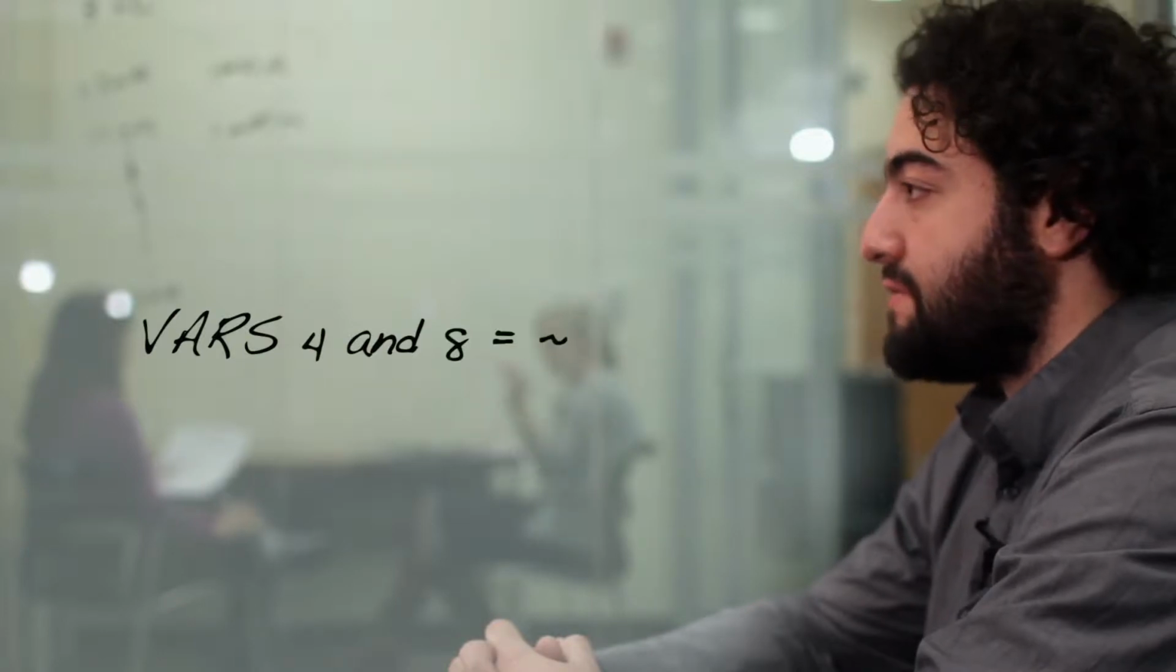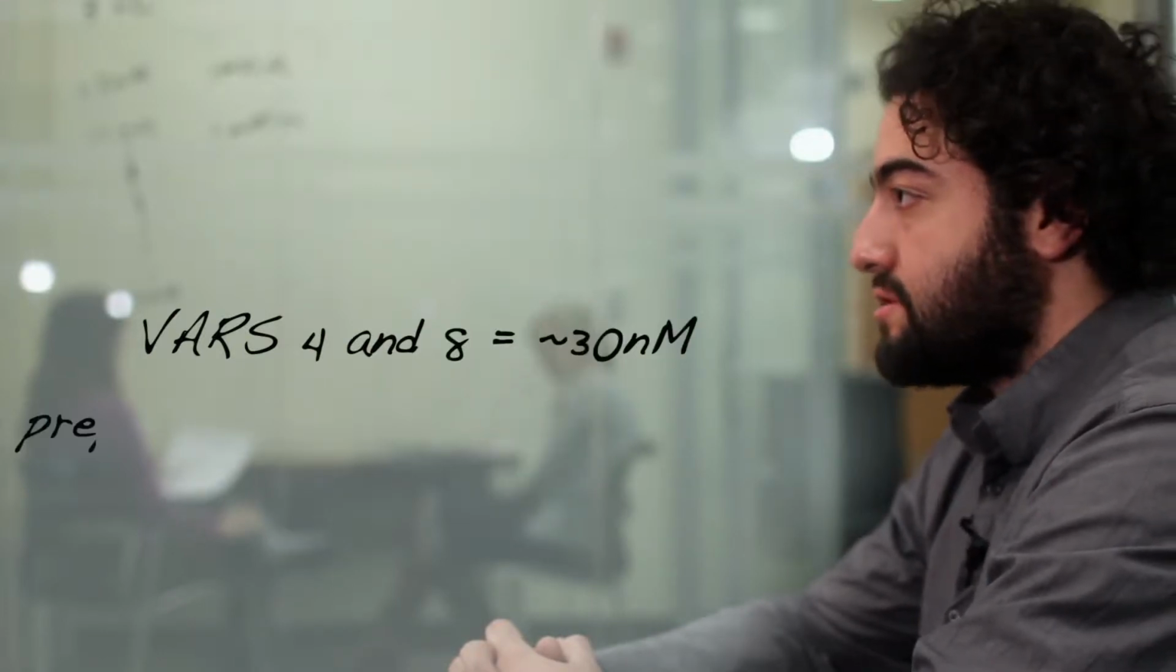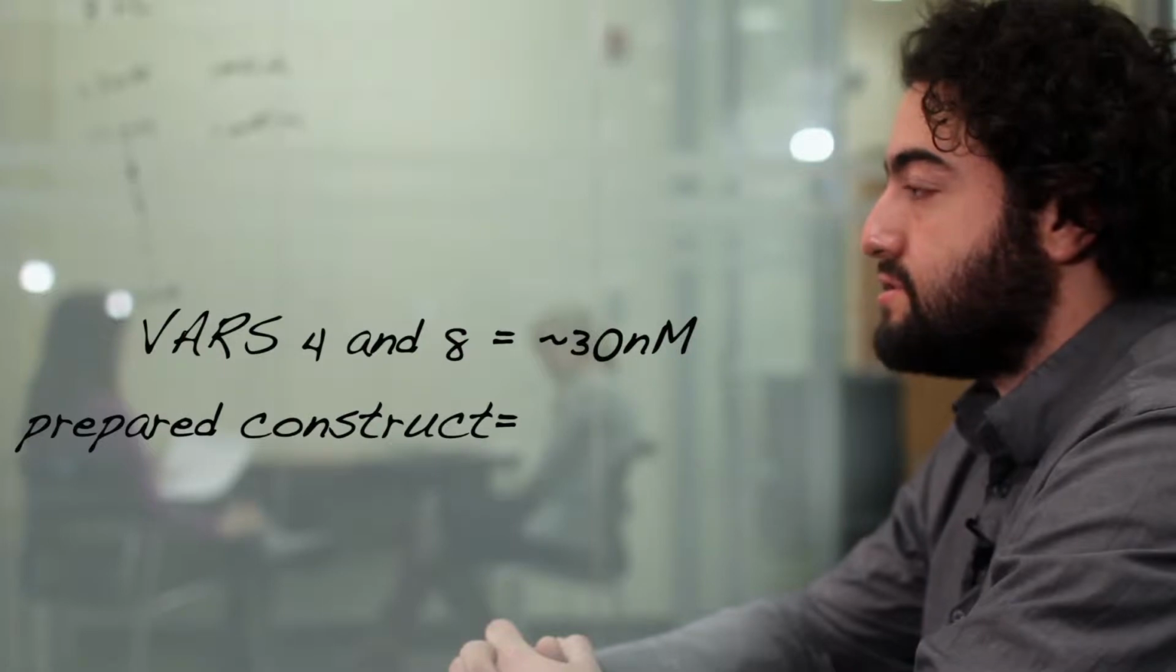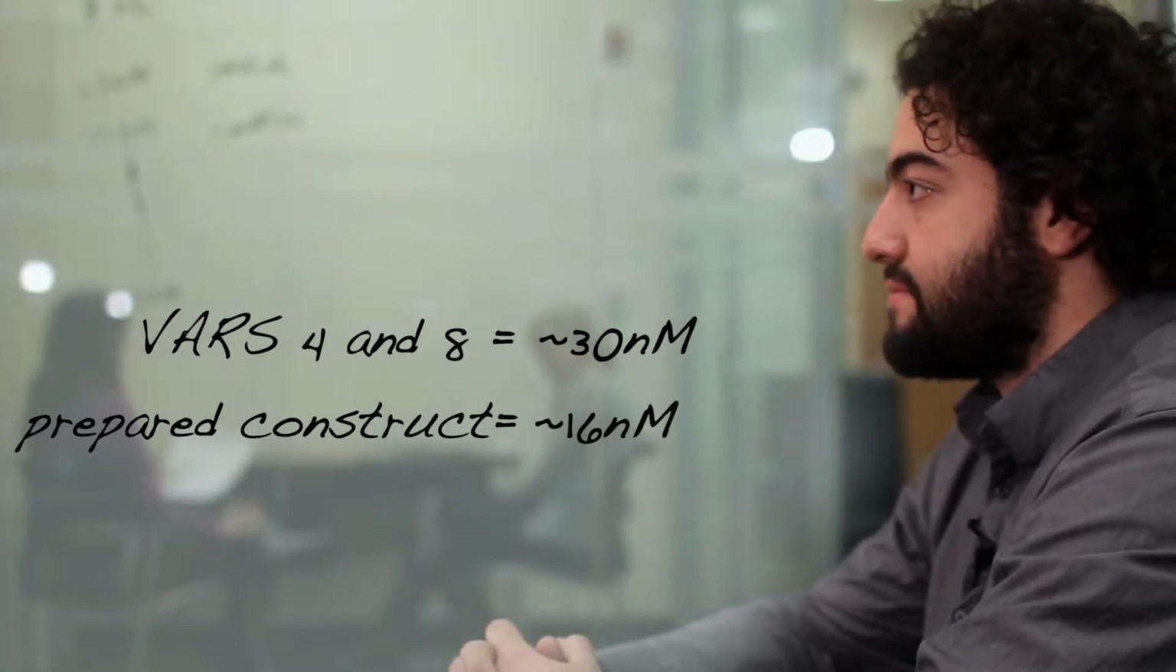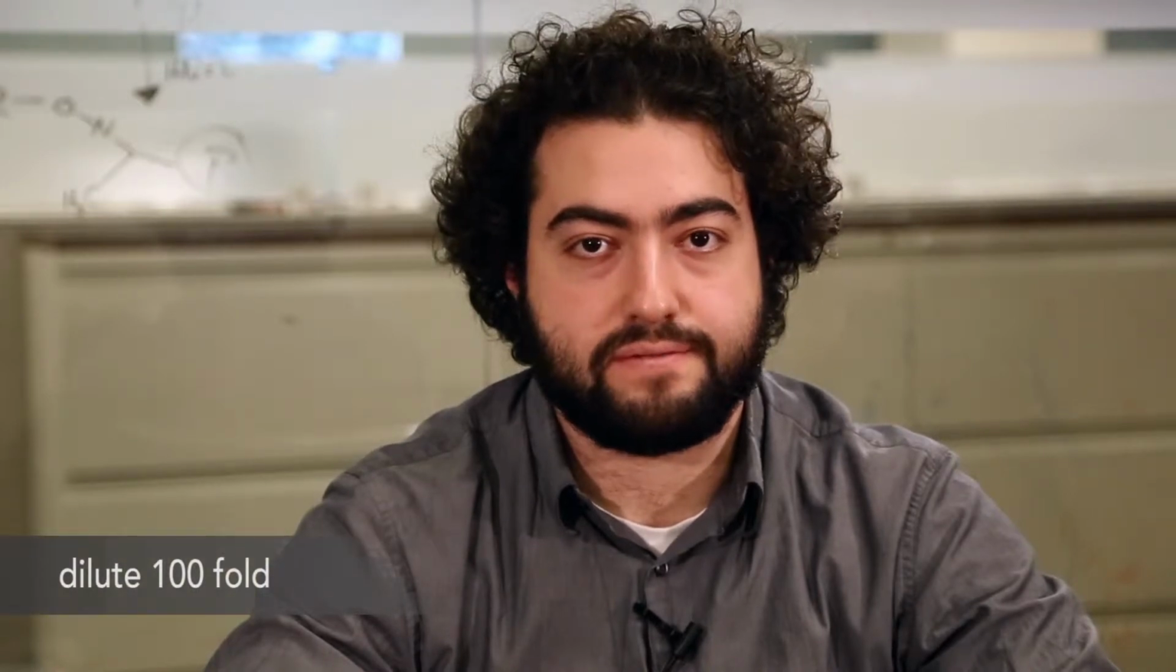Now that we have the functional scaffold, we can perform an on-rate experiment. To avoid the formation of aggregates caused by streptavidin molecules linking multiple scaffolds, we work at low construct concentrations. The important thing is that the concentration of the construct should be lower than the effective concentration of the two biotins in the scaffold, which in the case of vars 4 and 8 is roughly 30 nanomolar. The construct prepared previously is at a concentration of 16 nanomolar. To ensure that aggregation is not an issue, we will dilute this 100-fold.